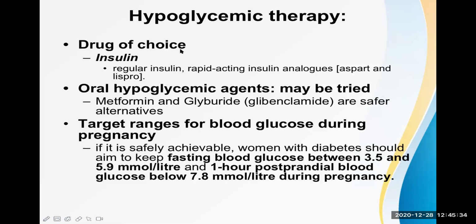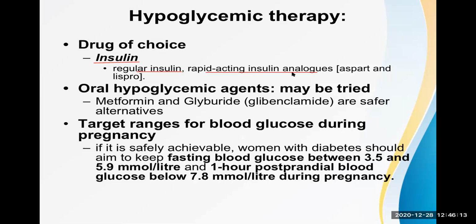Now, the drug of choice for hypoglycemic therapy is insulin. And you already know insulin is the drug of choice of treatment of diabetes during pregnancy. Now, see this, insulins are of different type. The regular insulin, and then very fast acting insulin like Aspart and Lispro. These are the two important examples. Some insulins are intermediate acting and some are long acting insulin also. But regarding the management of diabetes in pregnancy, we go for the regular, rapidly acting or fast acting insulin.